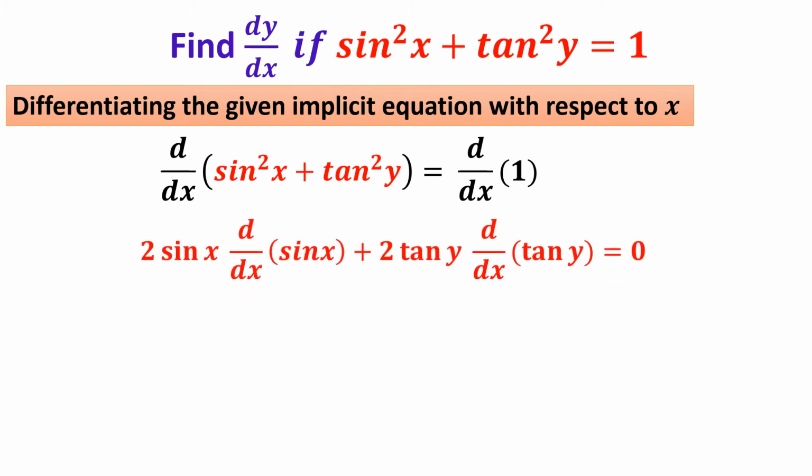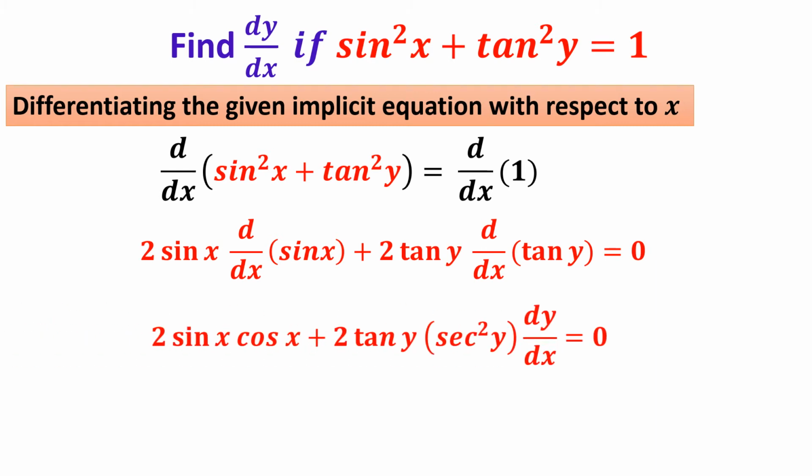And differentiation of sin square x is 2 sin x into differentiation of sin x. The differentiation of tan square y is 2 tan y into differentiation of tan y. So we get 2 sin x into cos x plus 2 tan y into secant square y into dy by dx.